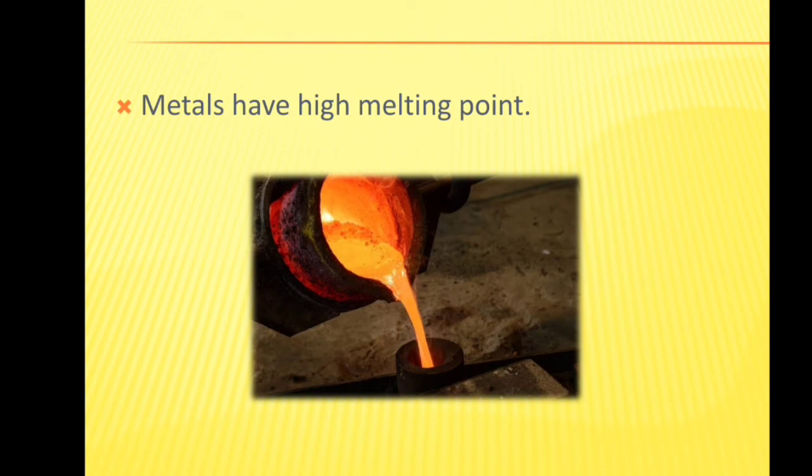Next, metals have a high melting point. These metals have a very high melting point. You see in the picture how the metal is melted. It has a very high or very strong melting point. But except gallium, which has a low melting point. Other than gallium, all metals have a high melting point.